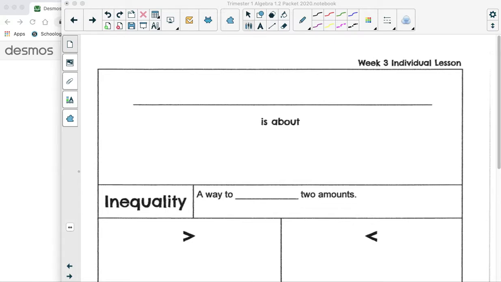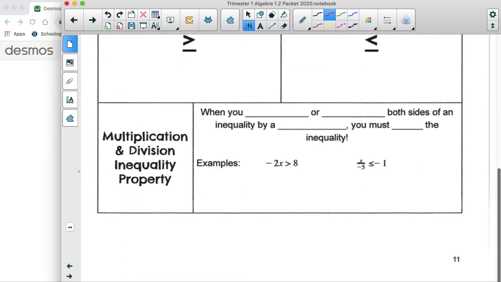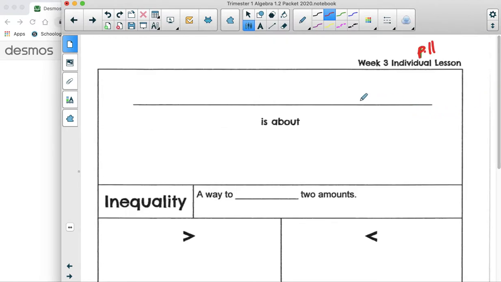Page 11. I was going to write that there. Oh, yep, there it goes. Page 11. It says it at the bottom. I just wrote it at the top, so you know. It should say week 3, individual lesson.